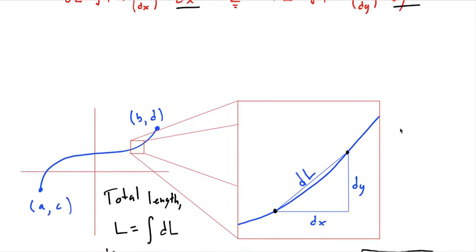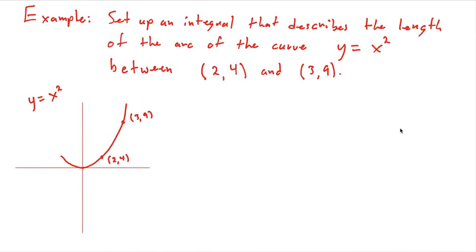Let's practice using this formula for a specific example. Let's set up an integral to describe the length of the arc of the curve y equals x squared between these 2 points. The length that we're looking for is this length here. We want to find how long is that small portion of the curve. Well, the formula is the integral of dl. And dl we have 2 choices for. Let's first use dl equals the square root of 1 plus dy over dx squared.